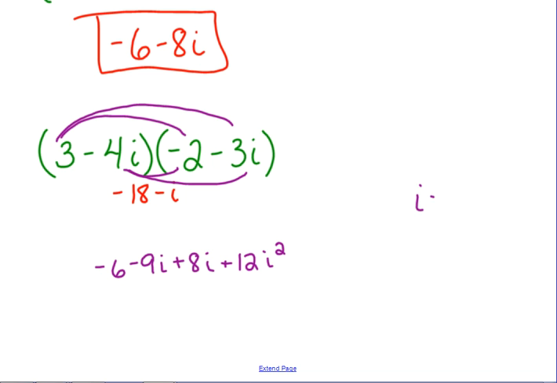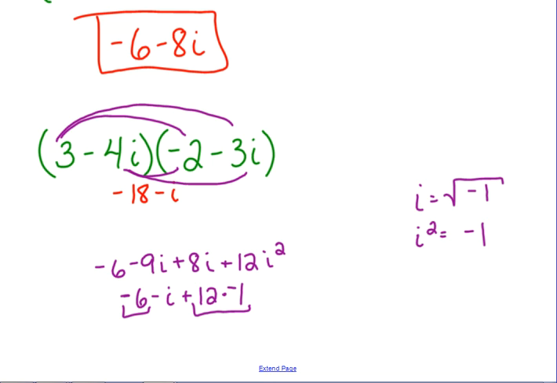Now, if you're doing it by hand, you need to know this other thing about i. i is equal to the square root of negative 1. So i squared is equal to negative 1. So when we're simplifying this expression right here, we replace i squared with negative 1. So we've got 12 times negative 1. So that's where the negative 18 comes from. Negative 6 plus negative 12 is negative 18.